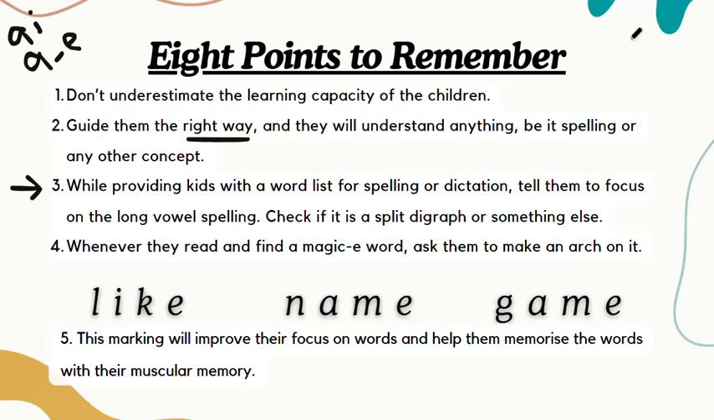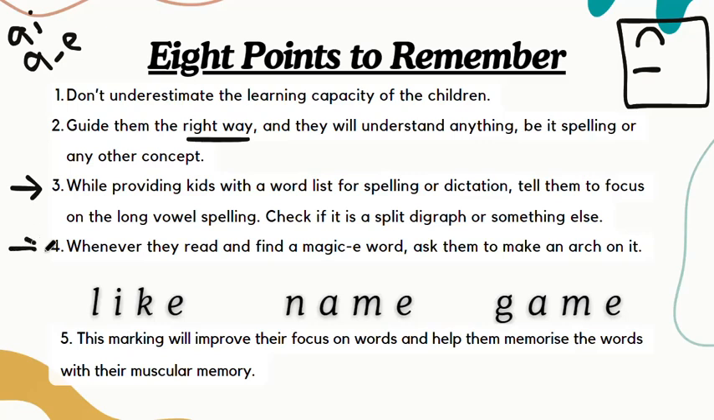So if you are worried about how they will understand what to write, when you provide them with the spelling list, tell them to mark the magic key words with an arc and the normal long vowel sound with a straight line. These signs will help them to memorize things with some visual clues. Okay, there you will help them with their visual memory.